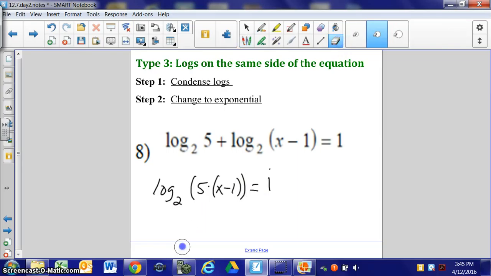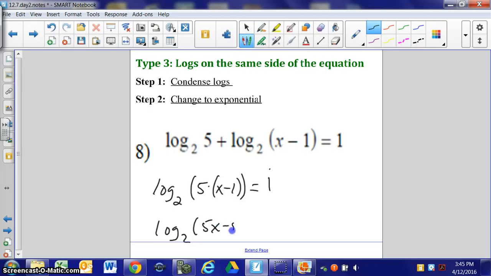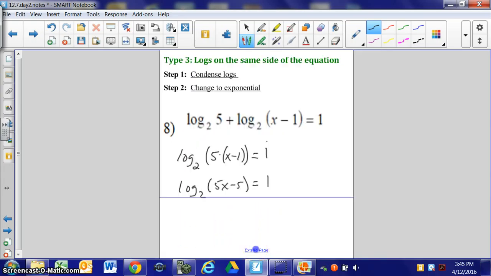So now I can distribute that, and I will before I convert. So now I have log base 2 of 5x minus 5 equals 1. What I want to do is convert this into exponential form. So 2 to the first equals 5x minus 5.